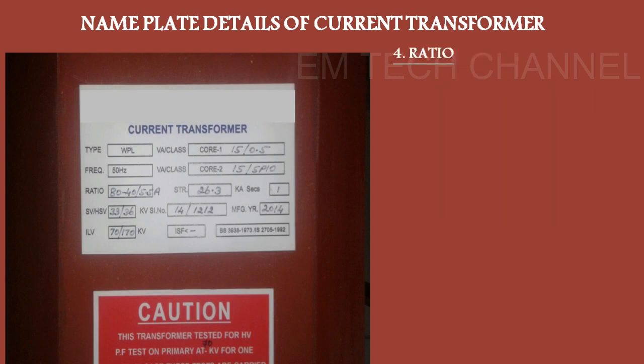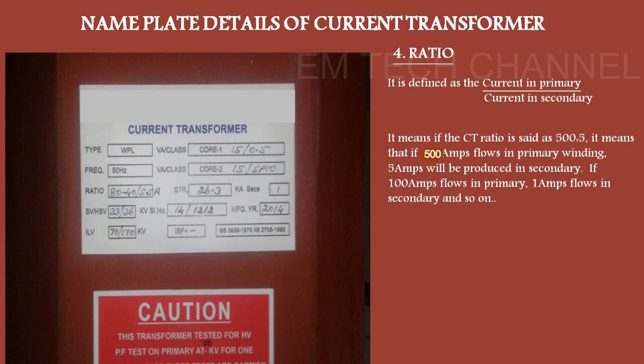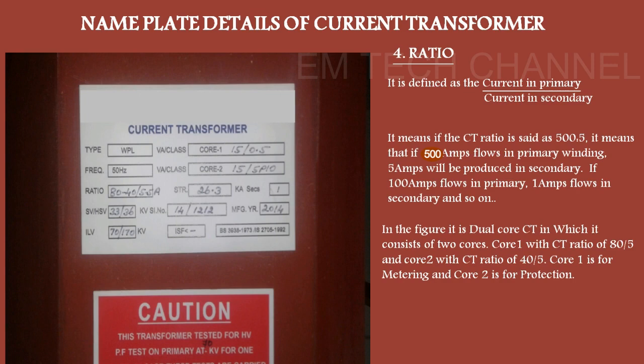Ratio is defined as the ratio between the current in the primary and the current in the secondary. It is also called the turns ratio. Suppose your CT ratio is set to be 500/5. You can apply this here: current in primary equals 500 amps, and current in secondary is 5 amps, and the answer we will get is 100. It means if 100 amps flows in the primary, 1 amp will be generated in the secondary. So if we take this as an example, 500/5, when 500 amps flows in the primary, only 5 amps will be generated in the secondary.